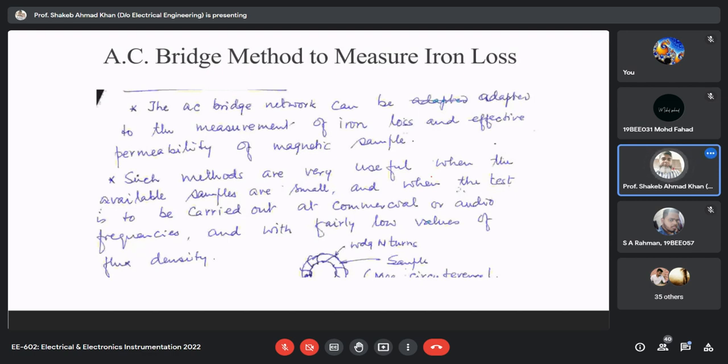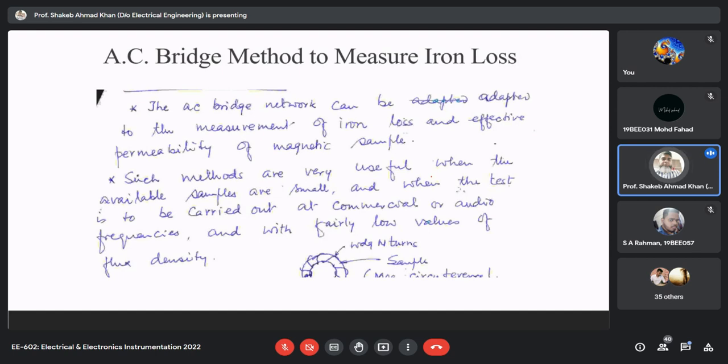Then high frequency excitation is another issue. Then you require a high frequency wattmeter and all these things. Then the AC bridge method is used. So you can see that AC bridge or bridge methods are very powerful, very versatile methods. It is used in many things. You must have seen that it is used for measurement of inductance, capacitance, frequency, mutual inductance, and also for quality control.